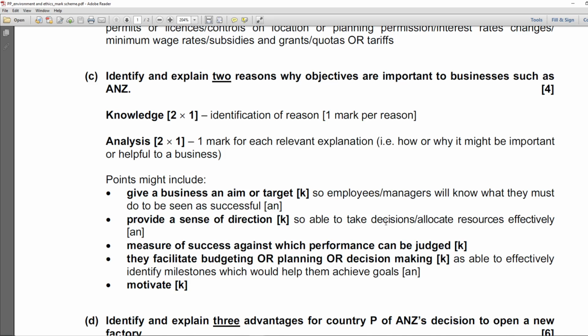Sense of direction. I think so. Yeah, if you talk about it can provide a sense of direction, so that the motivation can be increased in the company, right? Because everyone knows what to do. They have a clear direction. Yeah, I think so. That will give you a mark for analysis. Okay. Yeah, and you can see why.